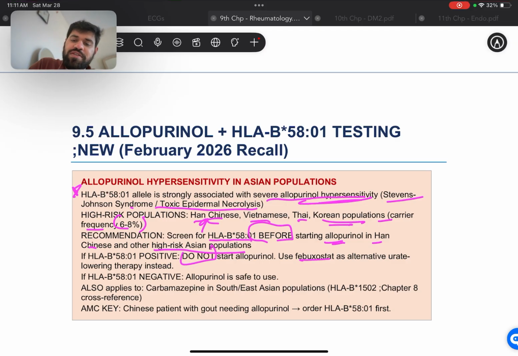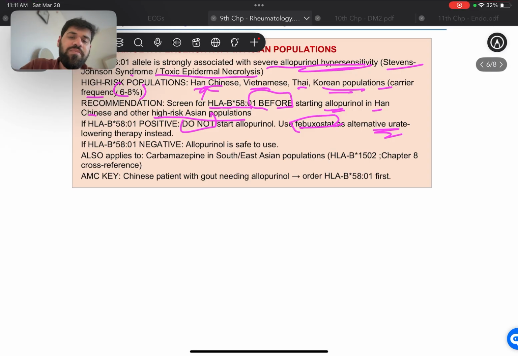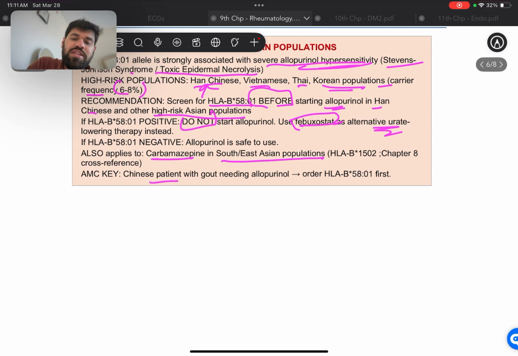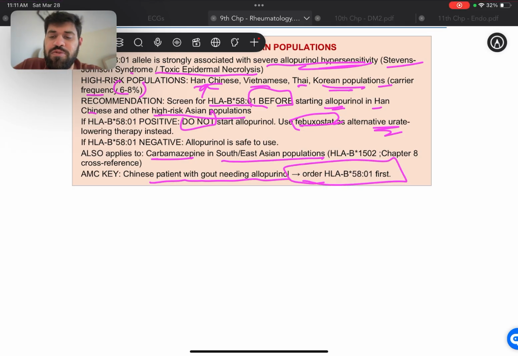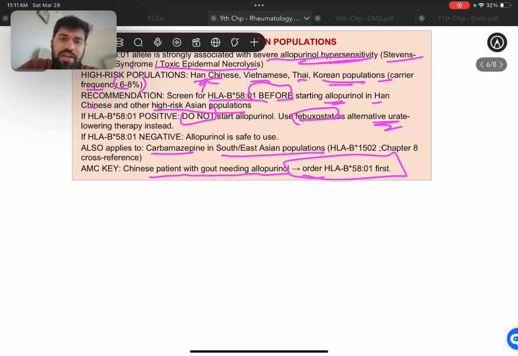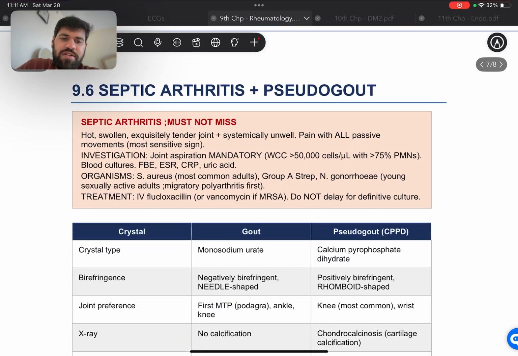Obviously, we use febuxostat instead, because it's an alternative urate-lowering therapy. All right, and if it's negative, that means allopurinol is safe. We can continue the same way, and this also applies to carbamazepine in Southeast Asian populations. The key is that for a Chinese patient with gout needing allopurinol, we order HLA-B*58:01 first. So this is one of the traps that AMC will set.